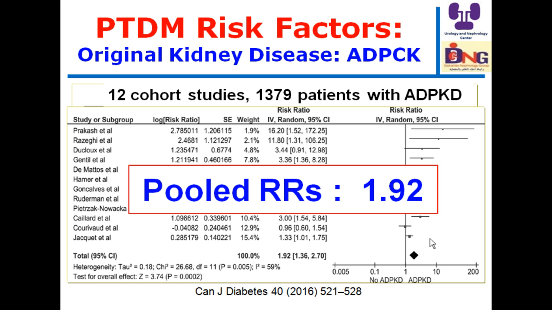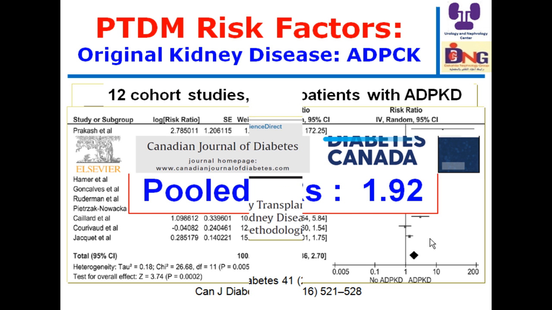And these are the relative risks for development of post-transplant diabetes because of autosomal dominant polycystic kidney disease. So the presence of autosomal dominant polycystic kidney disease increases the risk approximately twofold after transplantation.